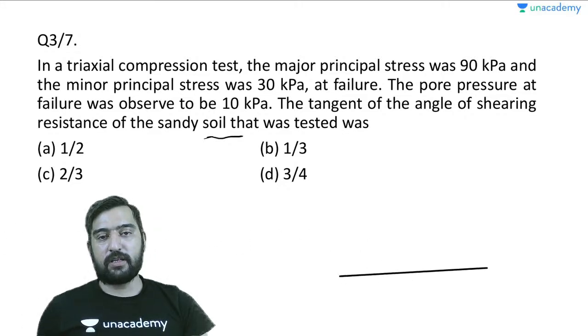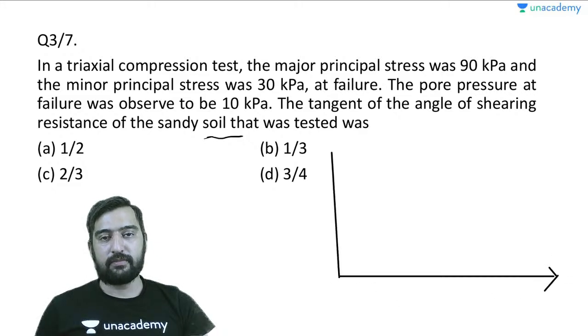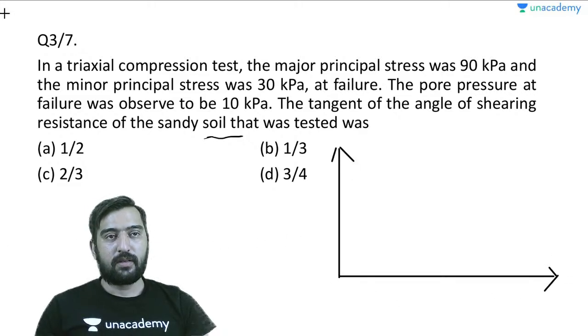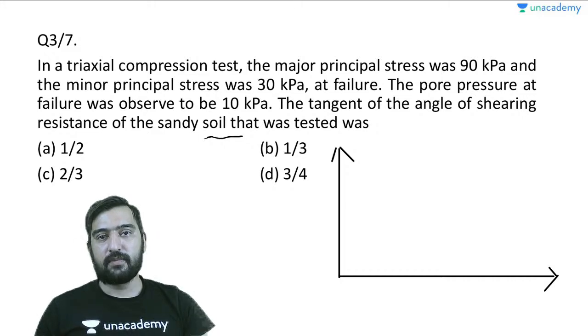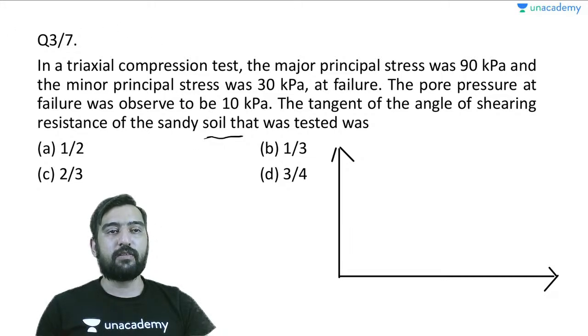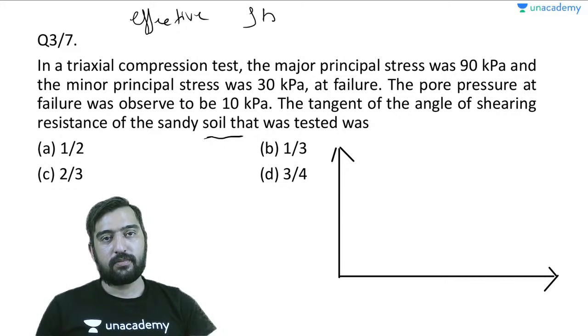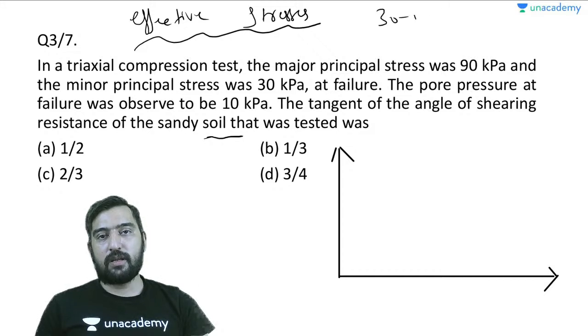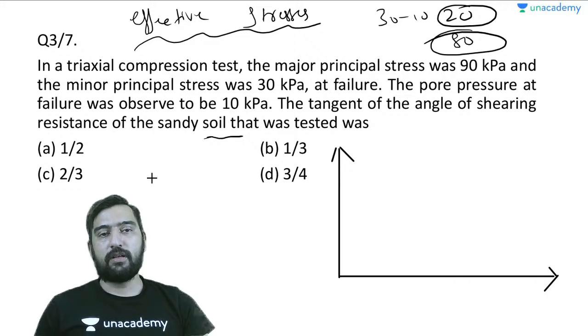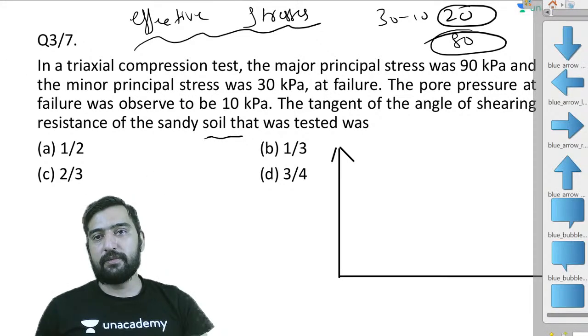See, it is the triaxial. I am giving a hint to you guys. And let's say this is a circle. The total was 30 and 90, and we have to draw in terms of effective stresses. So effective stresses are how much? 30 minus 10, 20, and 90 minus 10, 80. So 20 and 80.